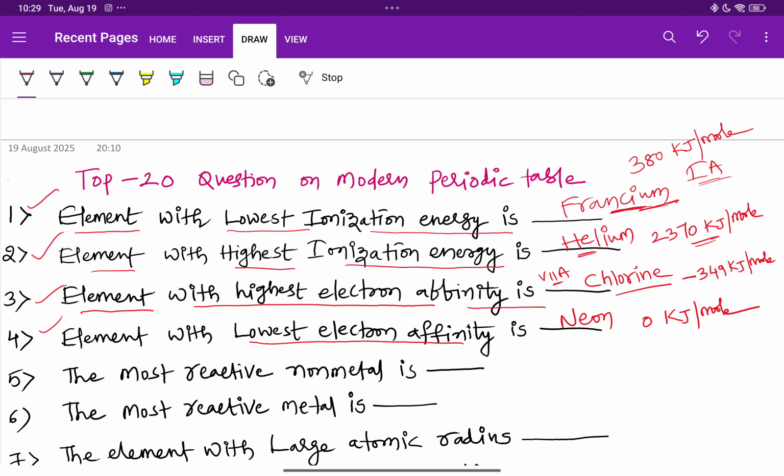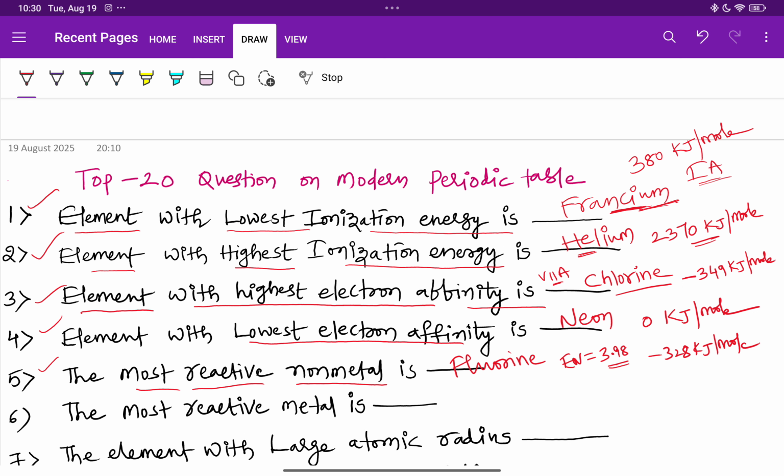And next, fifth question, the most reactive non-metal is. Halogens are the most reactive non-metallic group, and here the most reactive non-metal is fluorine. Very important, fluorine, because its electronegativity is nearly 3.98, so we can take the round figure 4. And the electron affinity of fluorine is minus 328 kilojoule per mole.